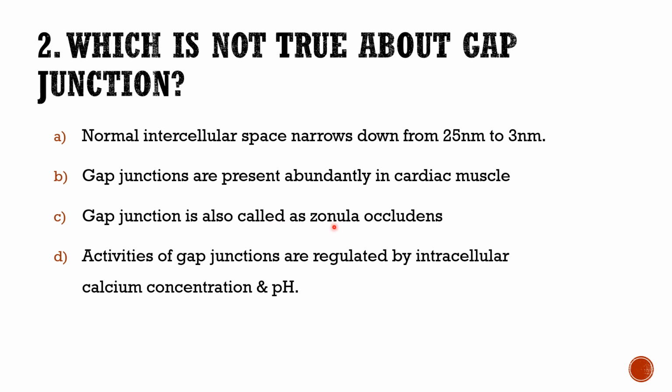Yes, the other name is not zonula occludens. The other name for gap junction is nexus. Zonula occludens is the other name for tight junction. All the other 3 points are true.